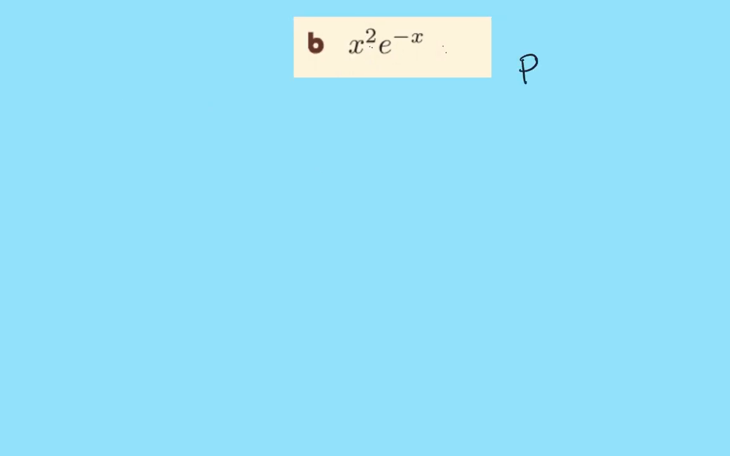Okay, x squared e to the minus x. I need the product rule, but why do I need the product rule? Well, it's because I've got one function, the x squared, times by another function, e to the minus x. So I've got a product, which means I need the product rule. So what's the product rule? dy dx equals vu dash plus uv dash. Okay, u first, then v.